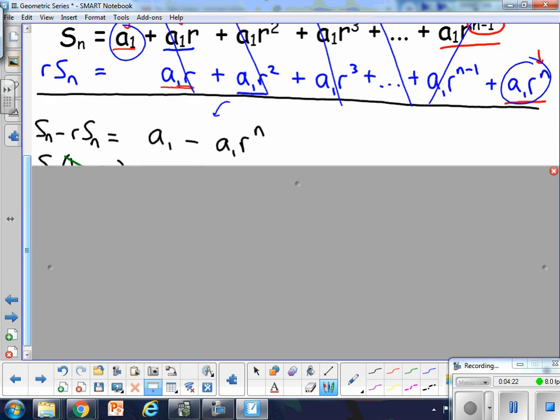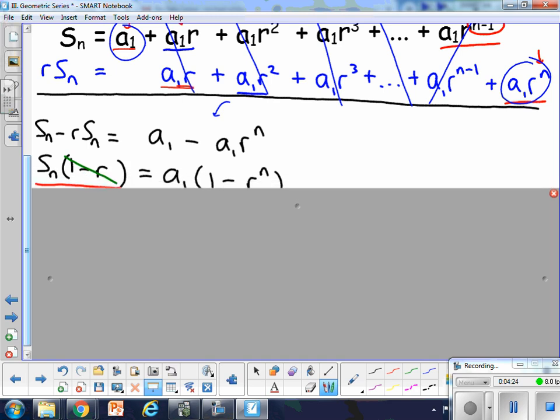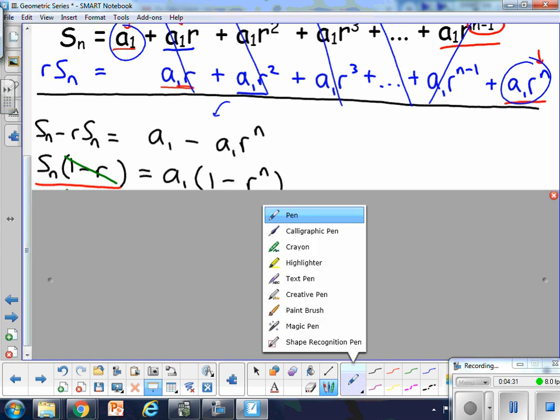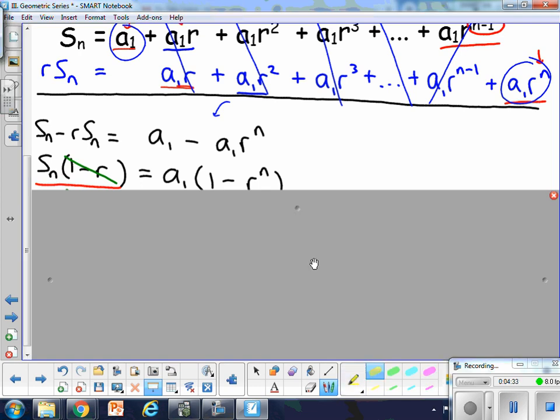So what we do is we factor out an Sn, okay, and we factor out an a1 on the other side of the equation. Okay, again, all that's going on there is algebra. This is just a common factor that I bring out front. On the other side of the equation, a sub 1 is a common factor that I factor out.